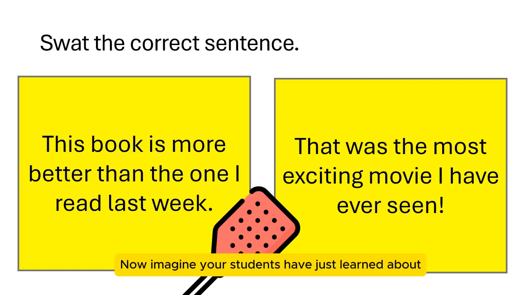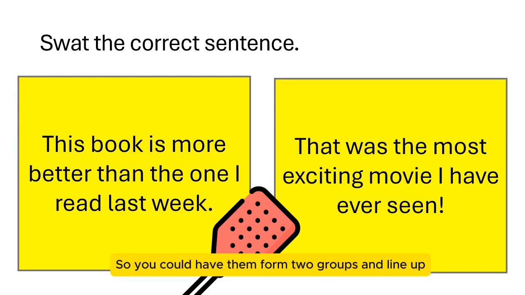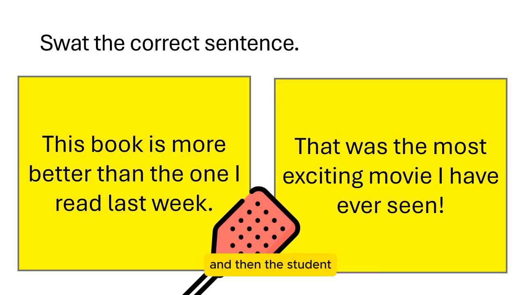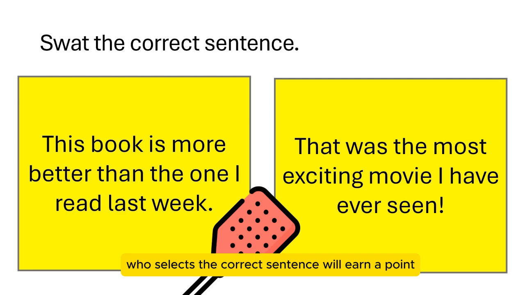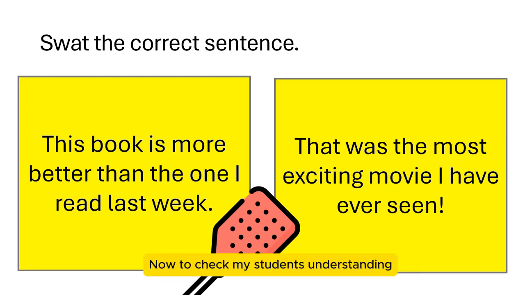Now imagine your students have just learned about comparatives and superlatives and you want them to practice, all right? So you could have them form two groups and line up. Now, if you're comfortable using technology, display two sentences on the board. And then the student who selects the correct sentence will earn a point for their group. Now, to check my students' understanding, I would ask the student to explain the reason behind their choice.